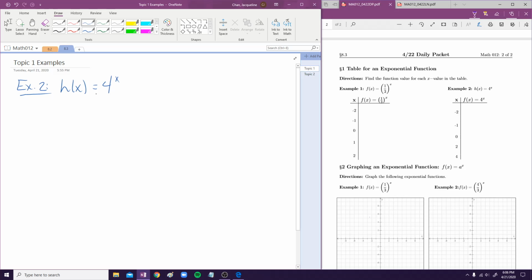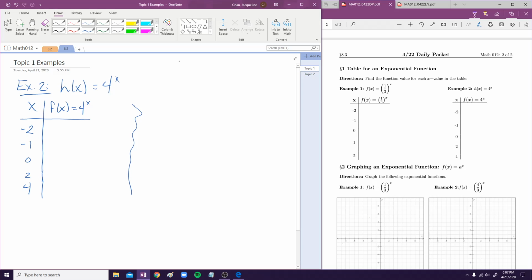So we have f of x is equal to 4 to the x. We're given x, and we have f of x equal to 4 to the x. What are the x values we want to find? We just want to find -2, -1, 0, 2, and 4. I'm going to use the right side to calculate the values, and then I'll put the values over when we're done.